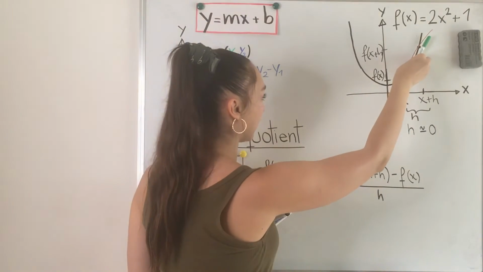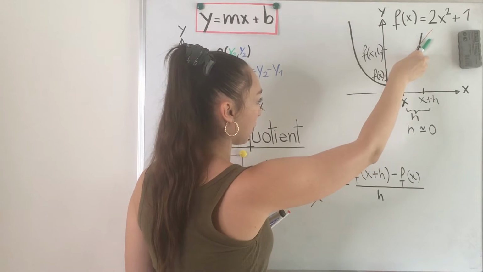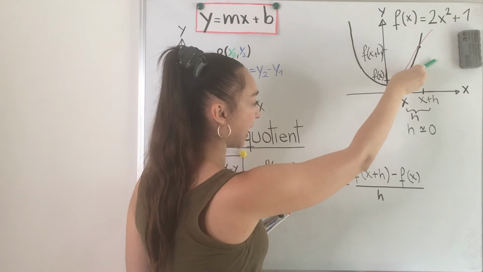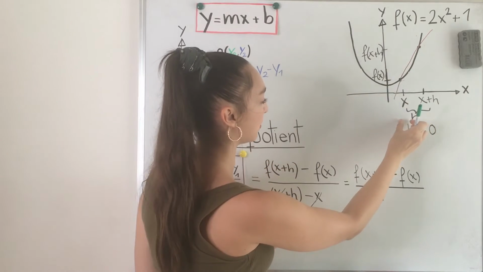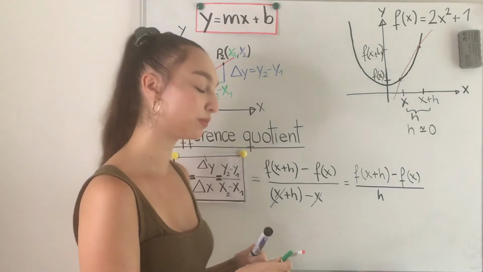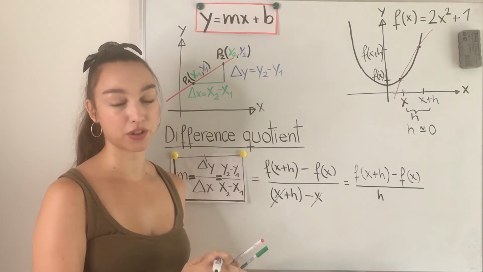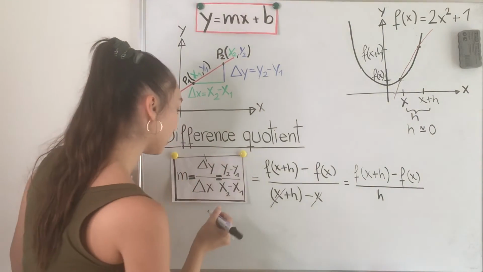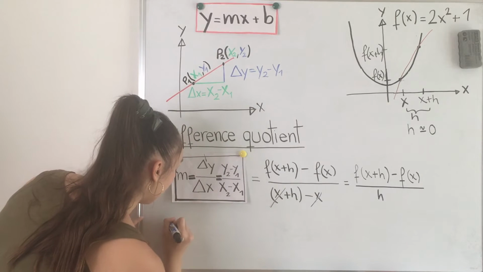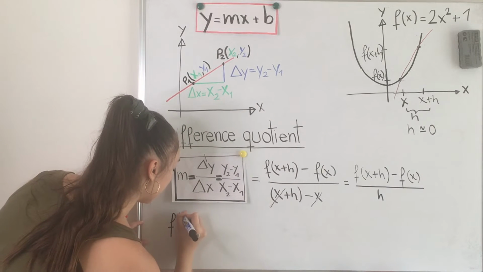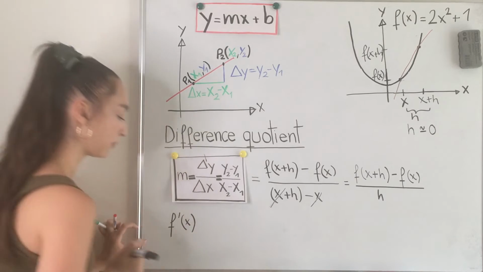What would happen is that this secant line would actually become the tangent line, because the distance between these two is so small. Here's where the concept of derivative through limits comes in. The derivative is expressed like this. That's how we call it.